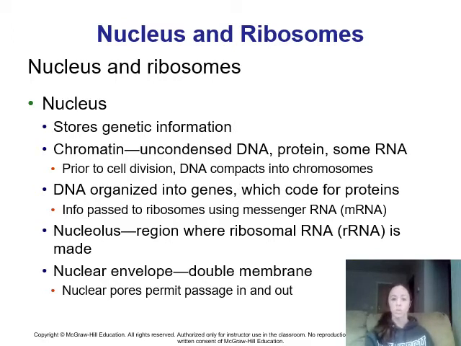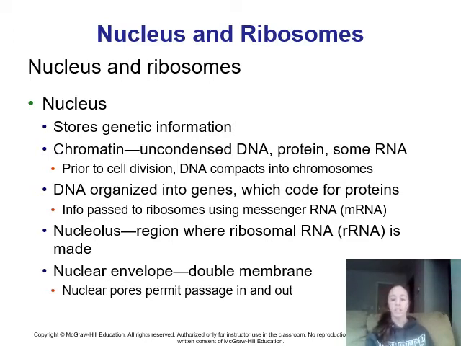The nucleus stores genetic information in the form of DNA. When the cell is not reproducing, that DNA is uncondensed, which is called chromatin, and it will also contain proteins and some RNA. And right before cellular division, that chromatin is going to compact into chromosomes, which we talked about the other week. DNA is organized into genes, which code for various proteins that our cells would need. And info is going to be passed from the DNA to ribosomes through three different kinds of RNA. There's going to be messenger RNA, ribosomal RNA, and then transfer RNA. But we'll get to that in a future lecture.